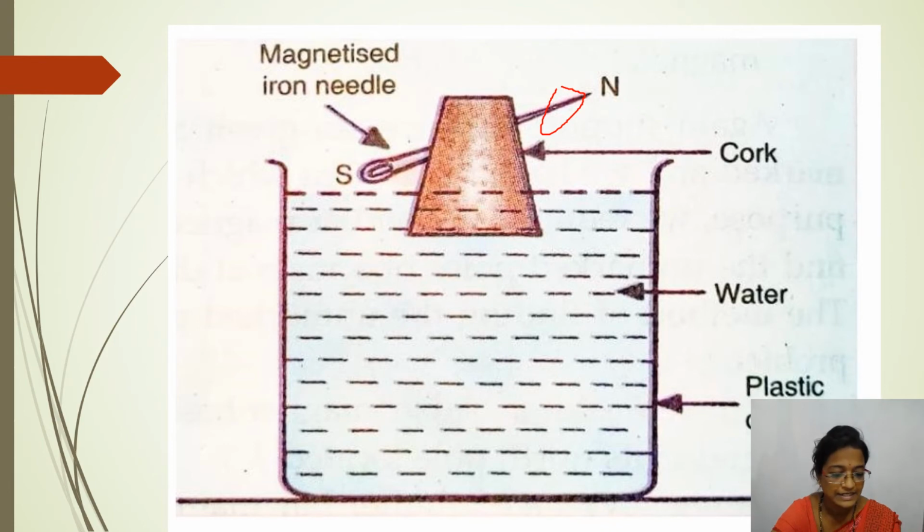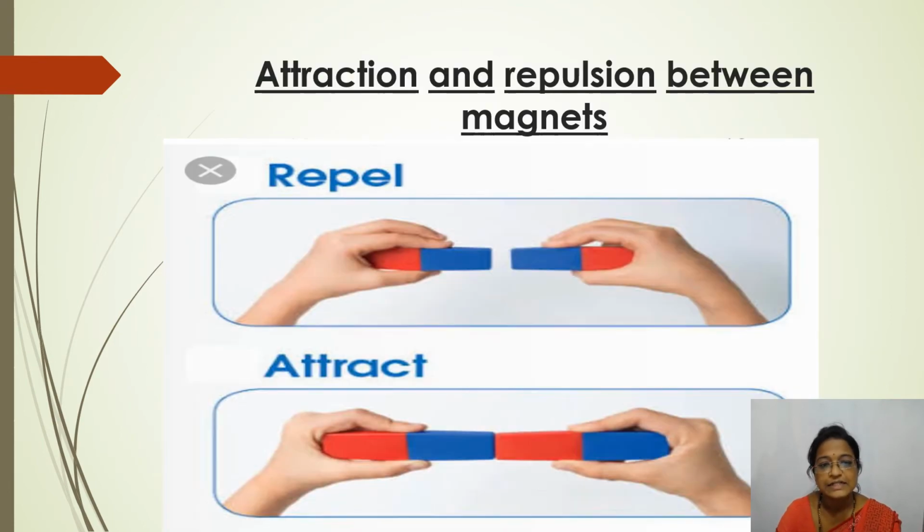So next is attraction and repulsion between magnets. You can see here one magnet and here another magnet. What do we mean by attraction and what do we mean by repulsion?